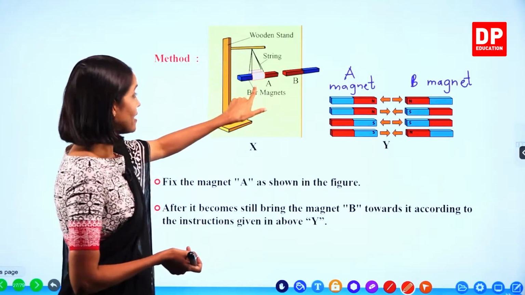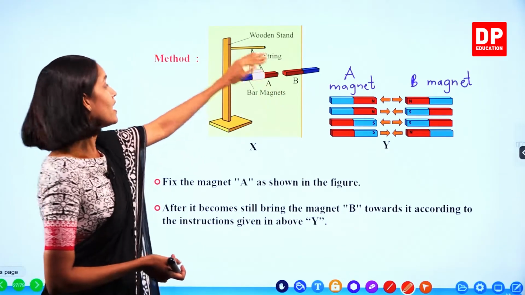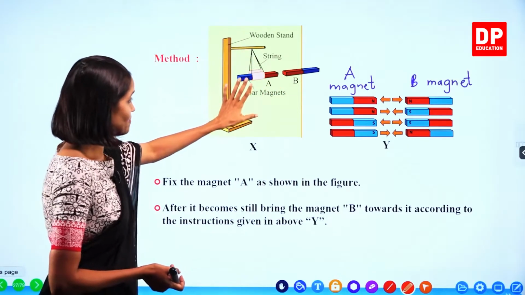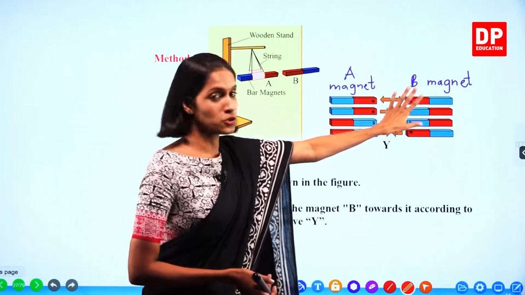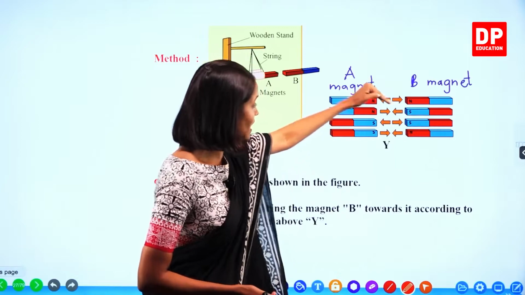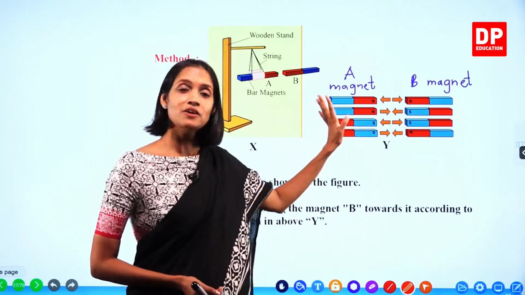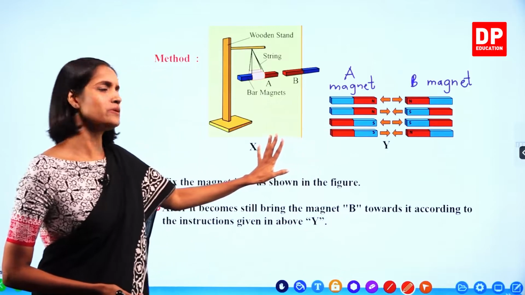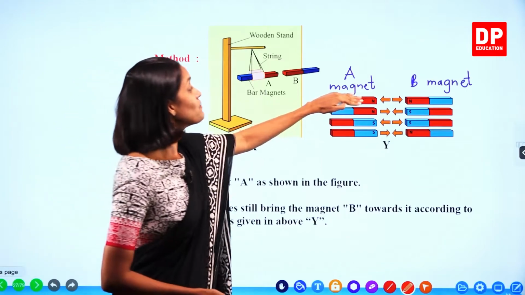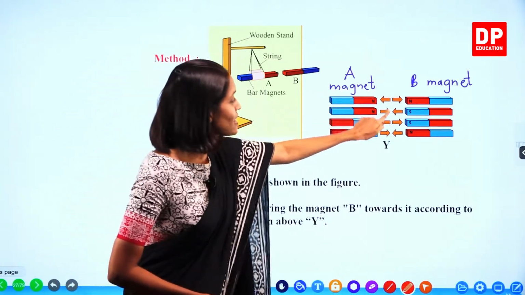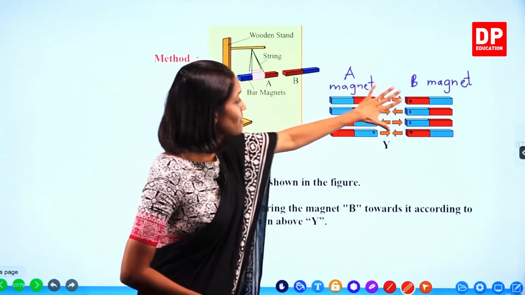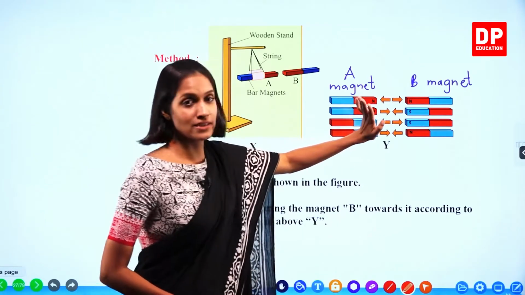So we have to hang one magnet, right? One bar magnet. And when it becomes still, we have to bring the other bar magnet towards the hanging magnet in this manner. First north and north poles together, then north and south poles together, south and south poles together, and the opposite, south and north poles together. What happened, children? Do you remember how it behaved? What happened when both north poles were brought together? They repelled each other, right? Look at these arrows here, it's given. They repel each other. That's why these arrows are moving away from each other, facing away from each other, right?